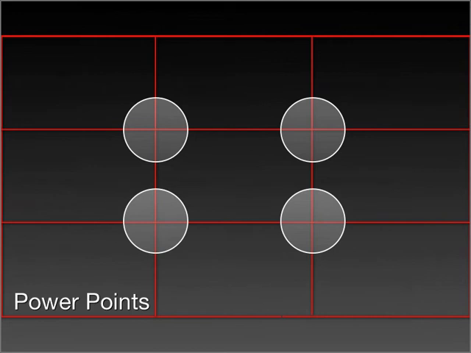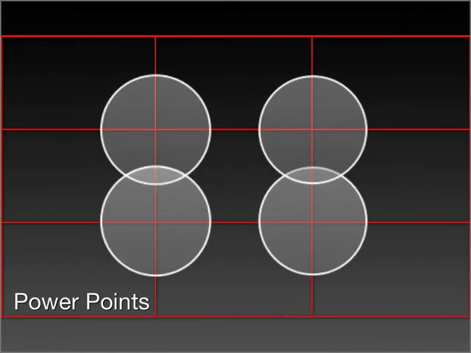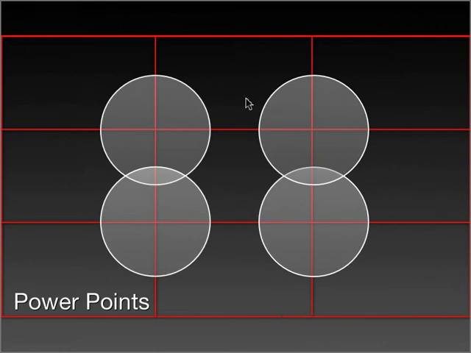And where those lines intersect is an area known as a power point. And you can see we have 4 of them. Now the power points are a great place to locate a singular subject within a frame. But again, we can't be too rigid about this. We have to think in the general area of that intersection.